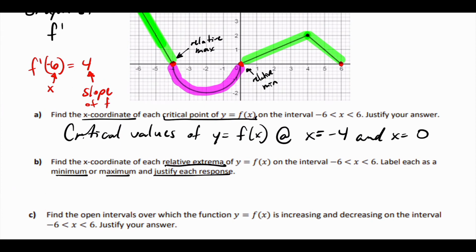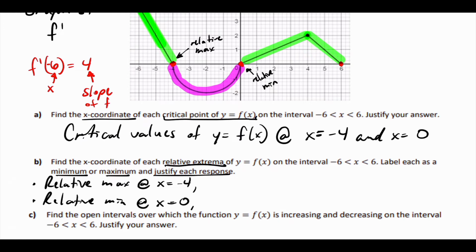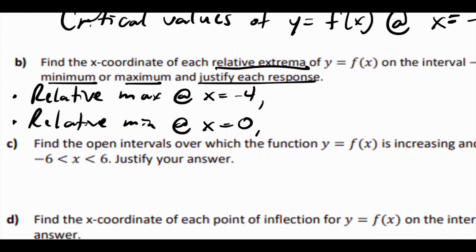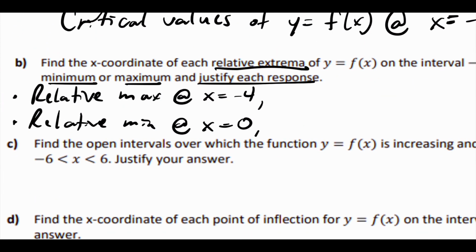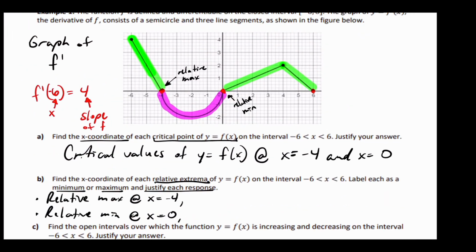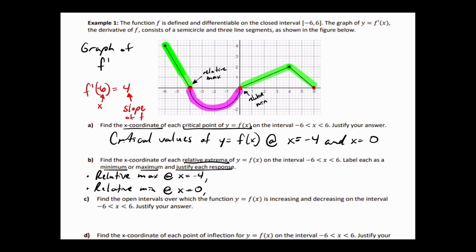Let's write this down. Relative max at x equals -4. Relative min at x equals 0. I'm telling you right now, mark it down, write it down, whatever you need to do. You will have a question like this on your next FRQ, where I ask you these questions.